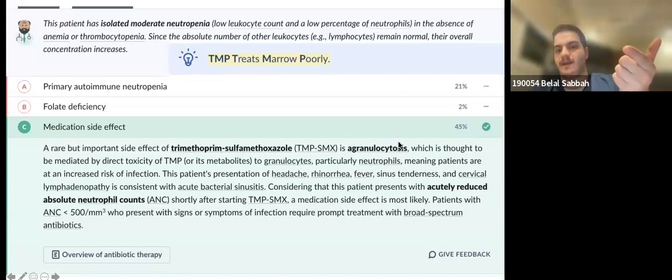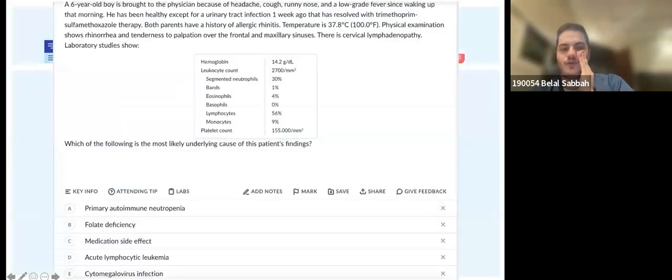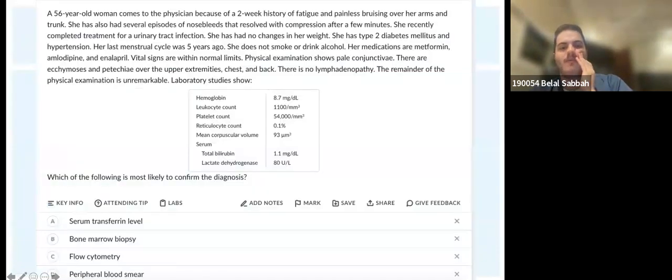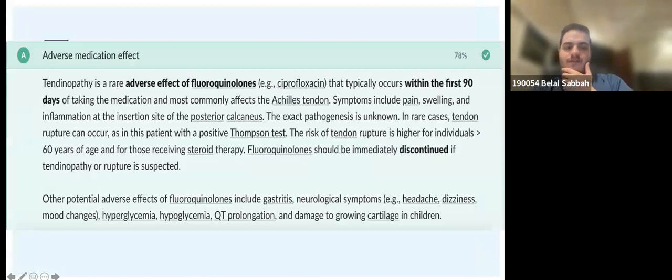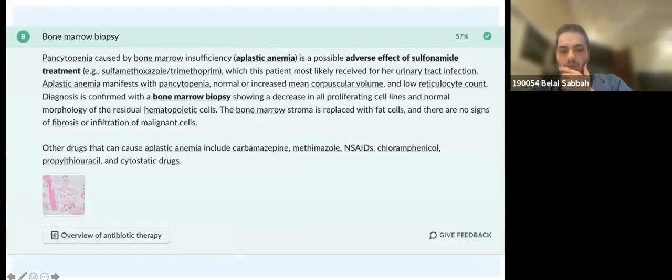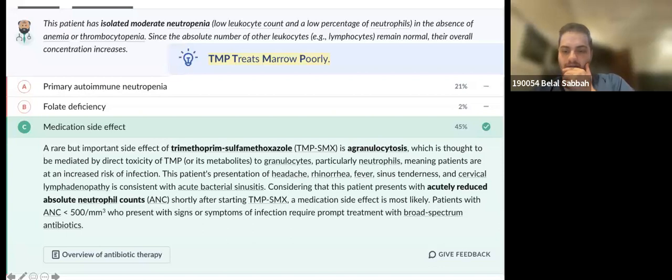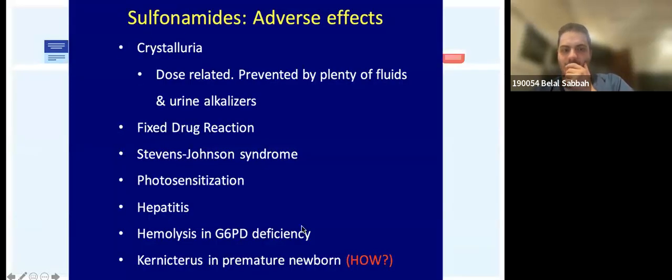And if the question shows a kid that's getting sick a lot, that's what agranulocytosis usually presents with, okay? And just remember, TMP, which is this drug, trimethoprim-sulfamethoxazole, or the cotrimoxazole, treats the bone marrow poorly. Okay, so I put two questions of the same concept because I wanted you to remember that this is a very serious side effect of trimethoprim. And this is from your slides as well. You have these other things: hemolysis, hepatitis, photosensitization, Stevens-Johnson syndrome, crystalluria, fixed drug reactions. There's a lot of things that can go wrong.